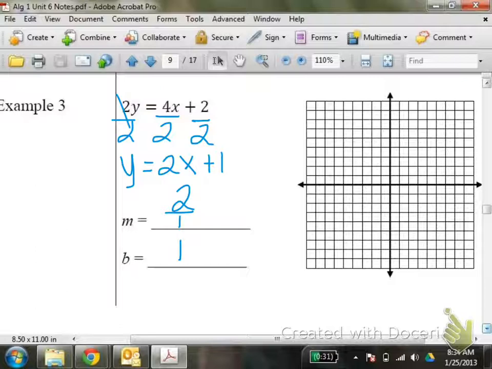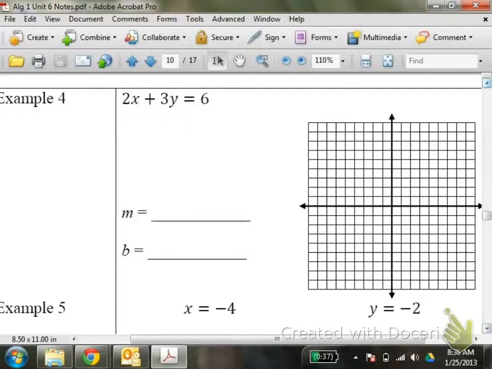So my y-intercept is 1, so I go up 1, and my point is right here. How many spaces do I count up or down? 2. Up 2. So up 1, 2, and over 1. So my other point should be here. How many of you got that correct? Fabulous.